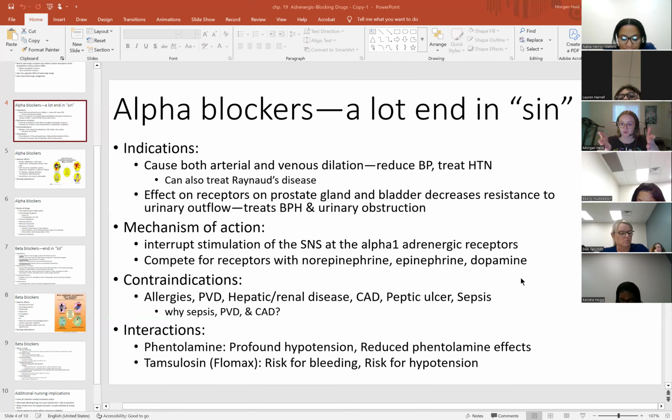Because if I can't constrict that sphincter, I'm going to have better urine outflow, right? So I don't even want the body to constrict the sphincter in any way, shape, or form. So if I turn that off, I would be helping with the urinary retention issues. Does that make sense?